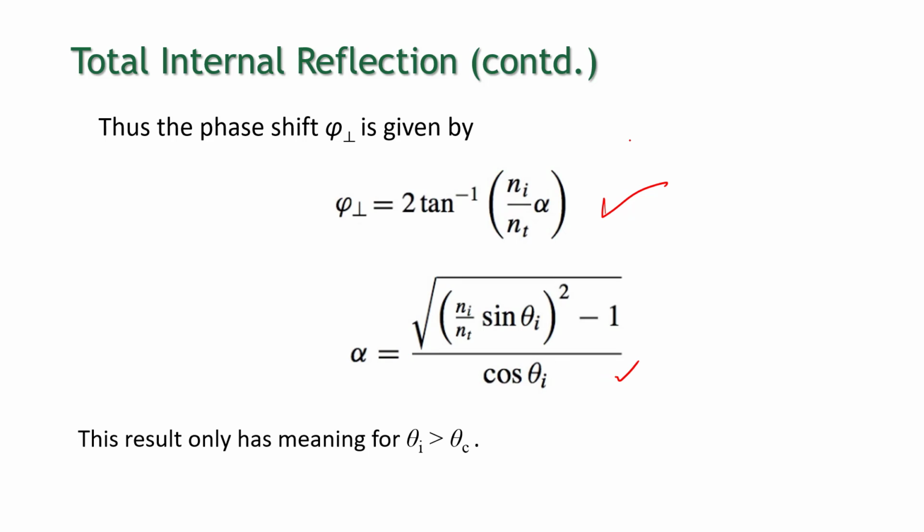And this is for the total internal reflection. This works only when the incident angle, this theta I, is greater than theta c. Okay, so this is the phase shift in the reflected light.